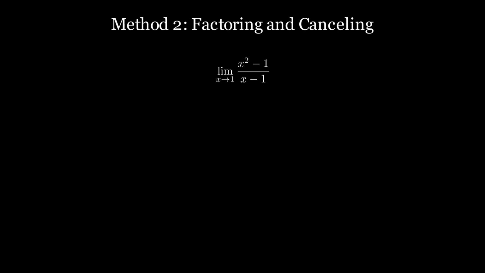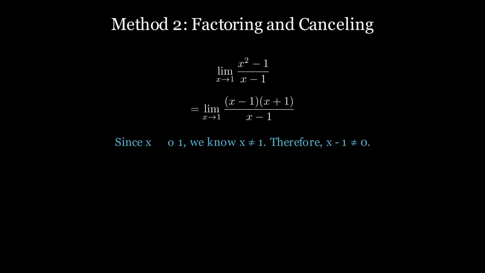Let's revisit our problem. Let's factor the numerator x squared minus 1. This is a special pattern called a difference of squares, which factors into x minus 1 times x plus 1. Now here's the most important concept. The limit is about what happens as x gets very close to 1. But x is never actually equal to 1. Since x is not equal to 1, the term x minus 1 is not equal to 0. And because it's not 0, we are allowed to divide the numerator and denominator by it.